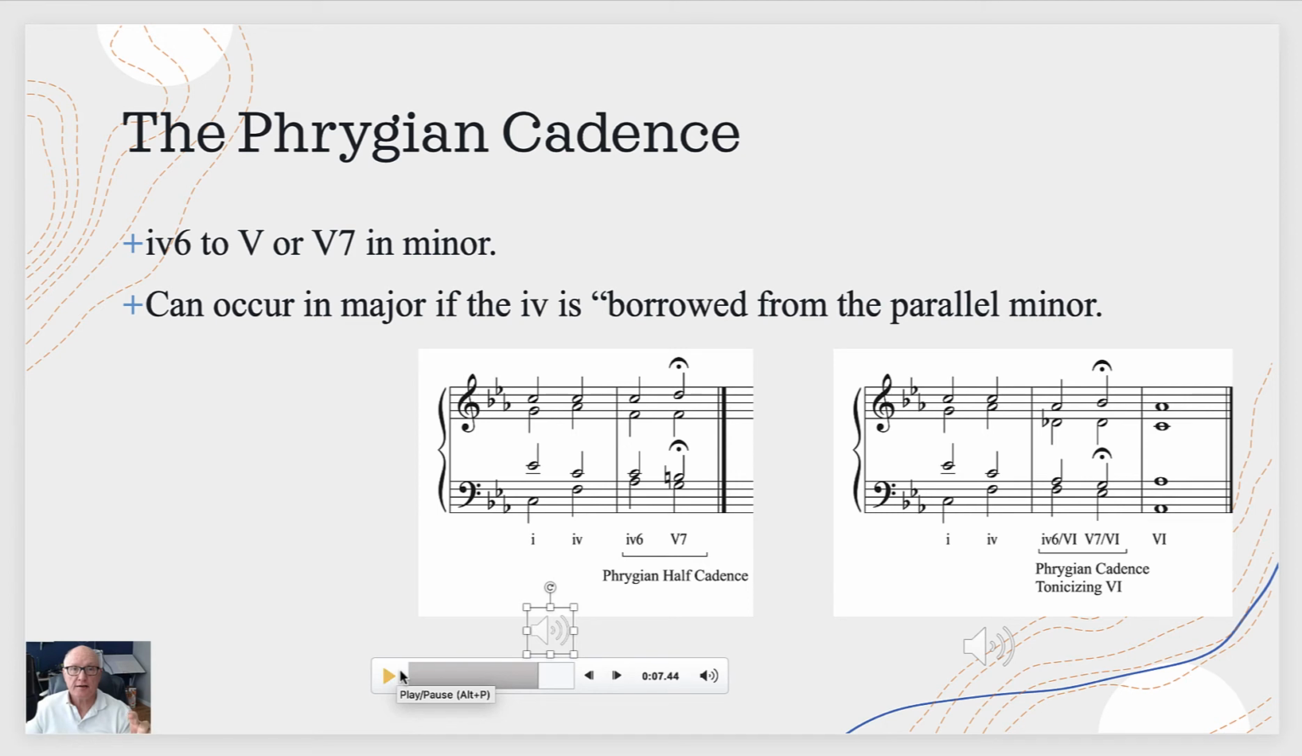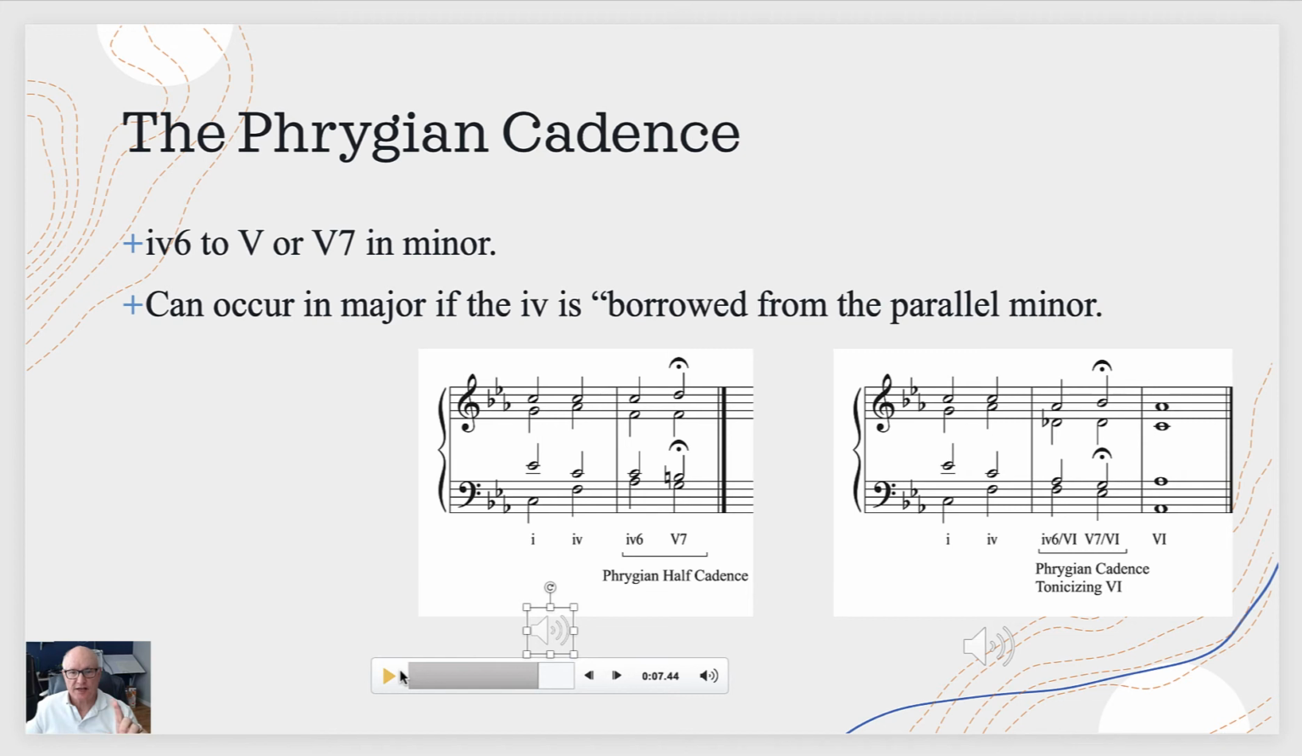Now, the nice thing about that is that that particular cadence gives you a half-step motion in the bass. And it's just delightful. It really is quite satisfying. A way to get to 5/7 is to use minor 4/6.